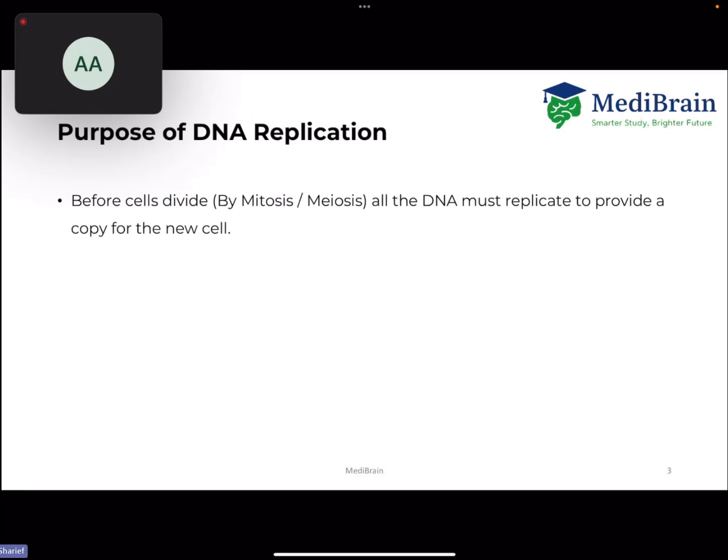Now, before cells divide by mitosis or meiosis, now meiosis we do look at at A level, but we look at it in a different topic, which is later down in the spec. Mitosis is actually in the next topic which we look at. But before cells divide, all the DNA must be replicated to provide a copy for the new cell.